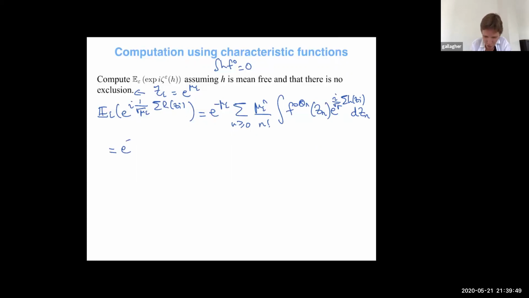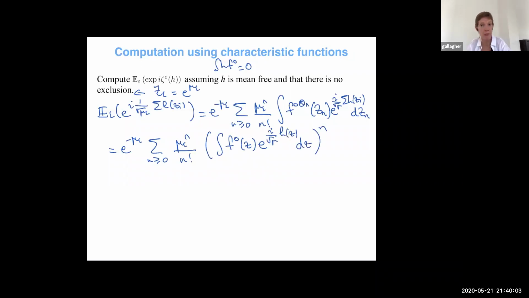Everything is very easy here because you just have n copies of the same integral. So I have mu n over factorial n, and then I have n copies of f0 of z, exponential I over square root of mu, h of z, dz, n. Okay, so this is actually an exponential, right? So I have the exponential of mu epsilon, the integral of f0 exponential I over square root of mu h, minus 1.